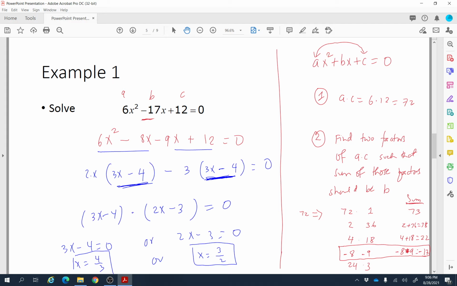So that's by using the factoring method, and for the factoring method we need to use the AC method, which means we need to find the product of A and C, and then by looking at that product we have to find the factors of that product such that the sum of those factors is equal to B, and finally we split that B into two different numbers, that sum, and we use the grouping method.